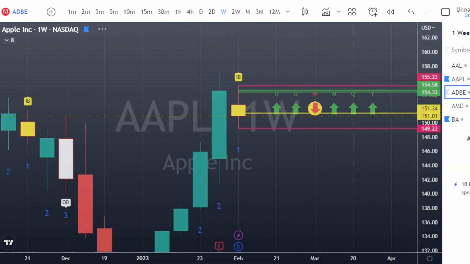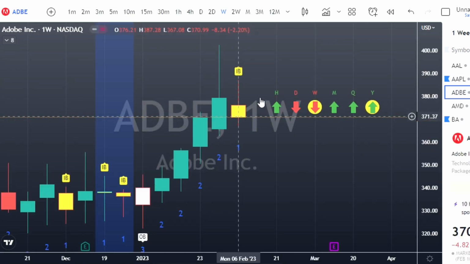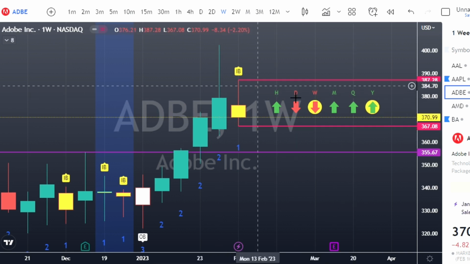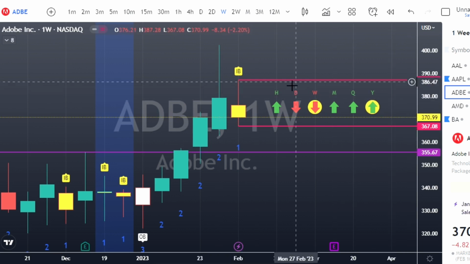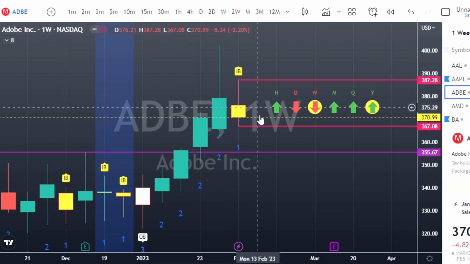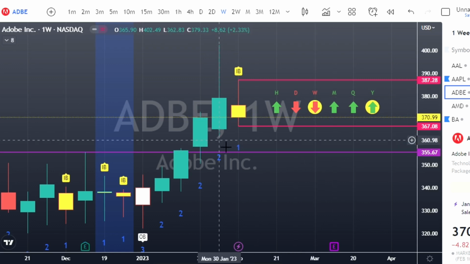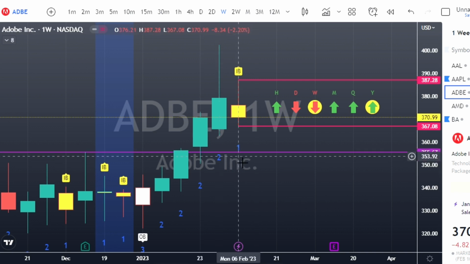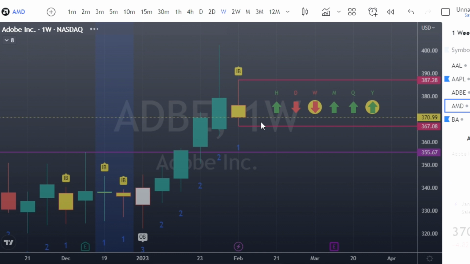There's a bunch of them that have setups on the daily and the weekly. So we look at Adobe, same thing. Inside bar, we can look for those calls at 387.28, first target up here, or puts at 367.08, first target to the bottom right here. We are 2 up on the quarterly. That's what that purple line represents. So we are 2 up on the 3-month chart already.